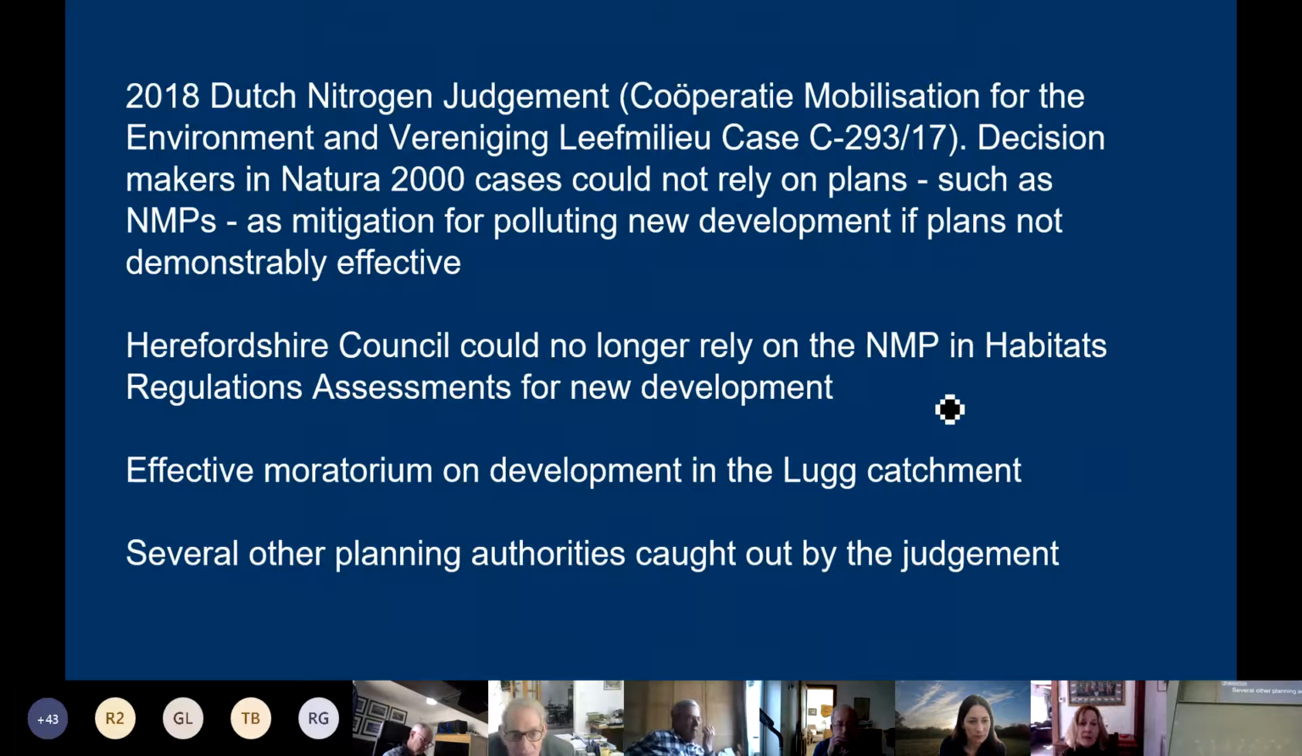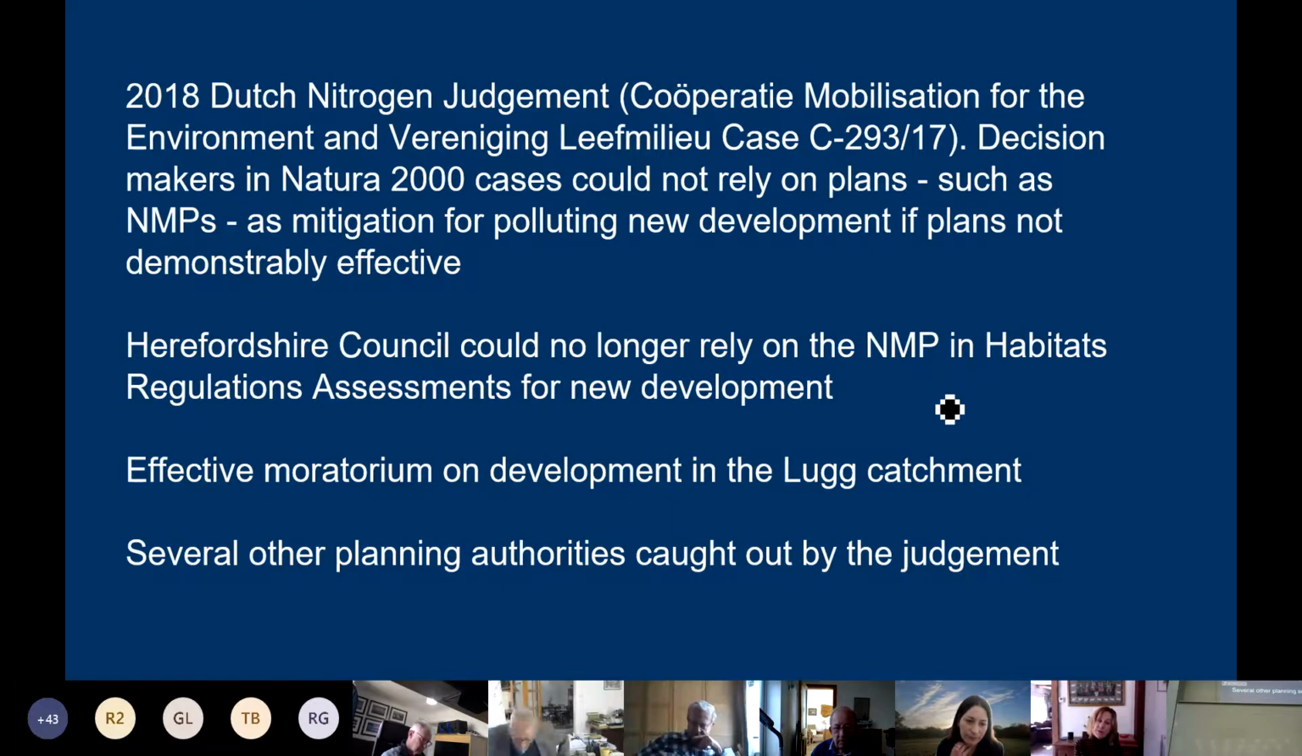The next thing that happened in 2018 was that the European Court issued the Dutch nitrogen judgment, and this said that plans such as nutrient management plans couldn't be relied on as mitigation for new development that posed a risk to a Natura 2000 site unless that plan could be shown demonstrably to be working. And the nutrient management plan in Herefordshire in the Wye catchment was not working, and so Herefordshire Council could no longer rely on it to grant planning permission for new development.